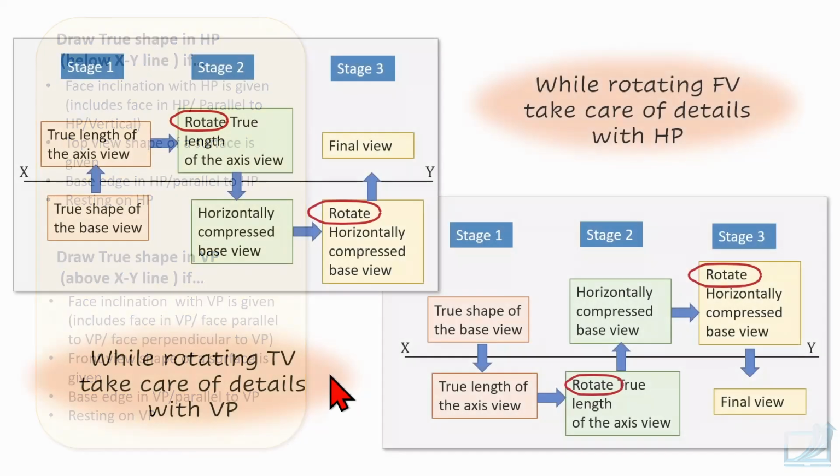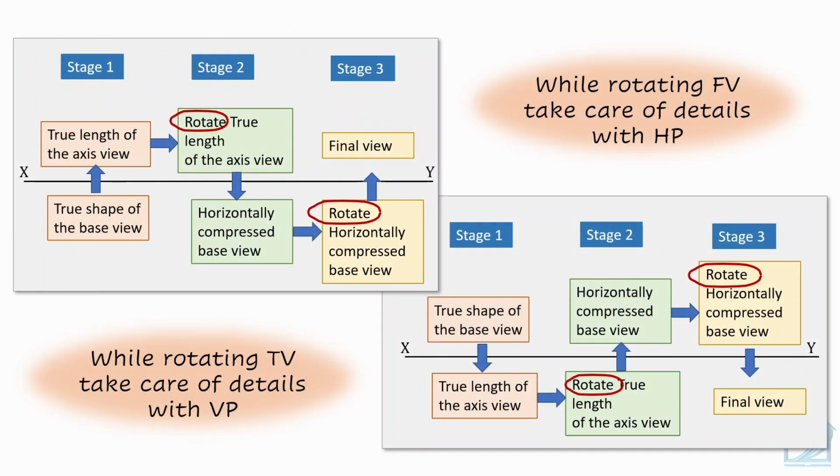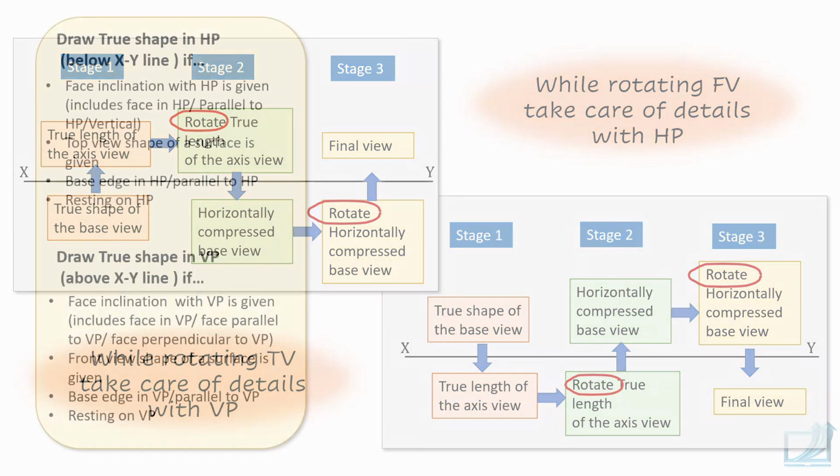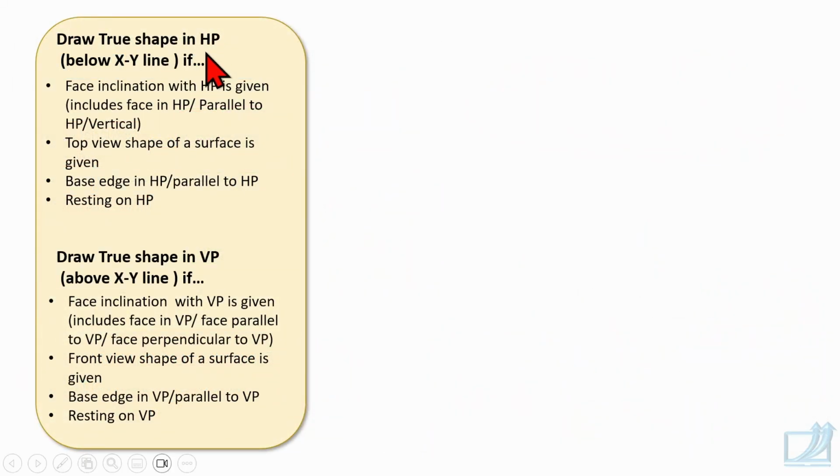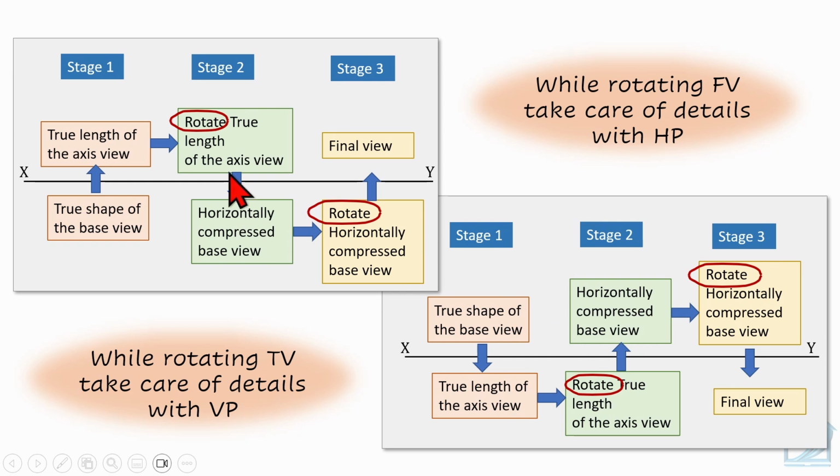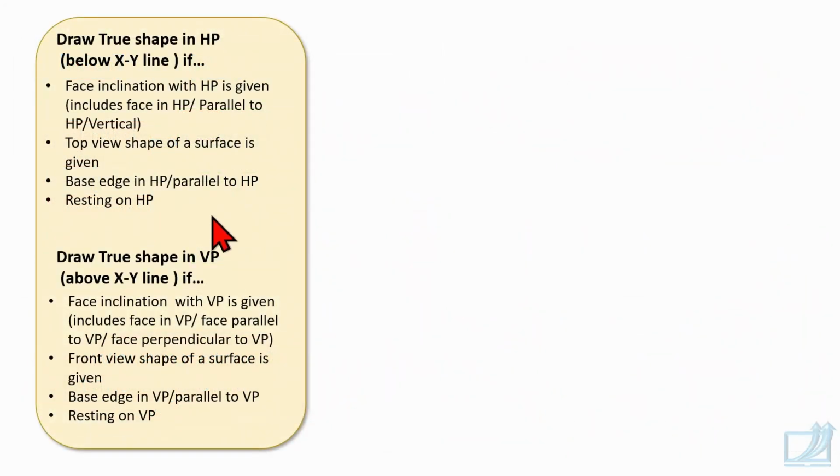Now what is in the problem that suggests we draw the true shape of base below the XY line, or above the XY line? That you should understand. And one more thing, the orientation of the true shape of base. You will understand what I am saying. Draw true shape in HP. As I told you, 2 cases here. Sometimes we draw the true shape of base below the XY line, sometimes above the XY line. But how we take that decision, that is what I am explaining here.